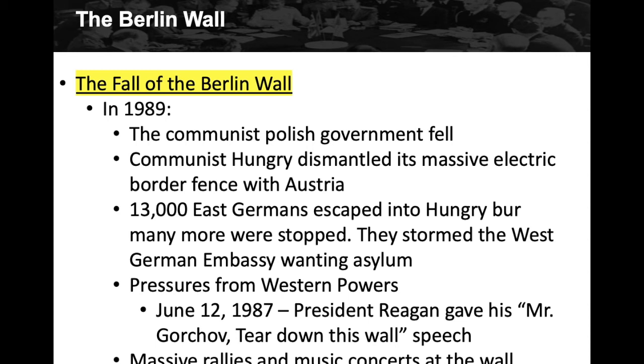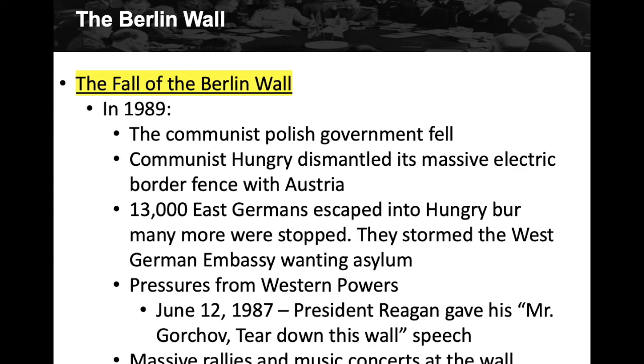There were also pressures from Western powers. The biggest one was probably June 12th, 1987. President Reagan gave a speech at the Berlin Wall. He was in Berlin. That was the free side, and he's right there, basically on the other side of the wall from the Brandenburg Gate, and he gives a speech and he says, "Mr. Gorbachev, tear down this wall."